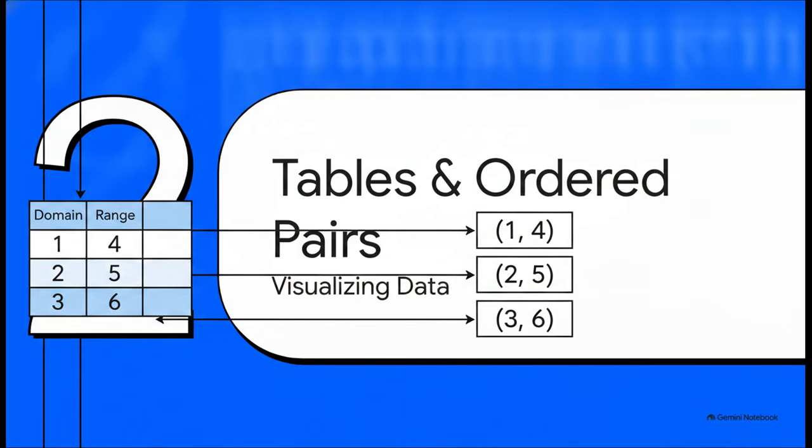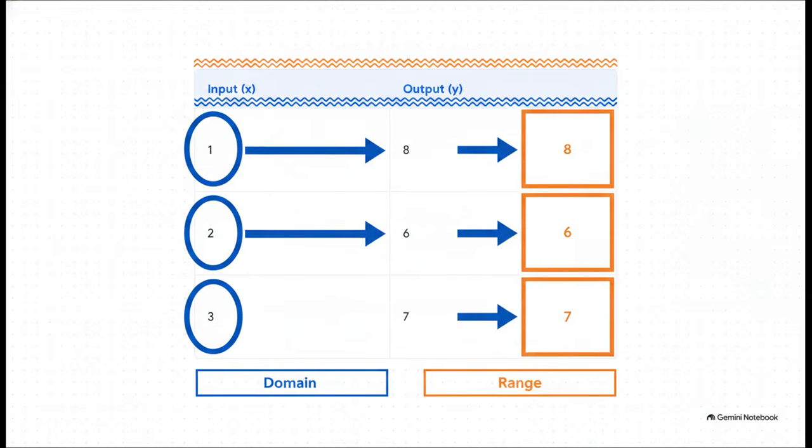Okay, Section 2, Tables and Ordered Pairs. Let's see how this all builds when we organize our data visually. Tables are an incredibly common way to look at relationships because they literally line up our domains and ranges right next to each other. Now, this table brilliantly illustrates a valid function. Every single input on the left leads to exactly one distinct output on the right. An input of 1 gives us 8, an input of 2 gives us 6, an input of 3 gives us 7. See? There is zero confusion and no repeated inputs giving different answers.